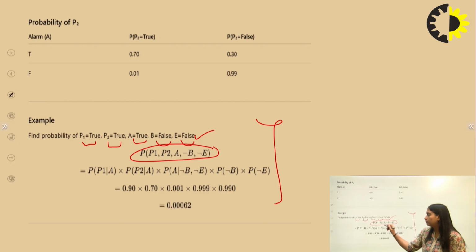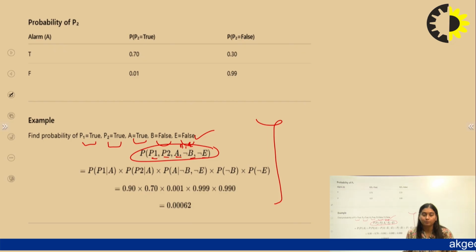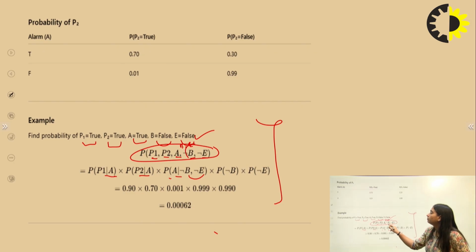We already know P1 and P2 depend on the alarm. The alarm depends on B and E, and B and E don't depend on any other event. So we take P1 given A, because P1 depends on A, then P2 given A, then P of A given not B and not E, because it is given that B and E are false in this example. Then the probability of not B and the probability of not E. In this formula, you put the values which are given to you in the question.